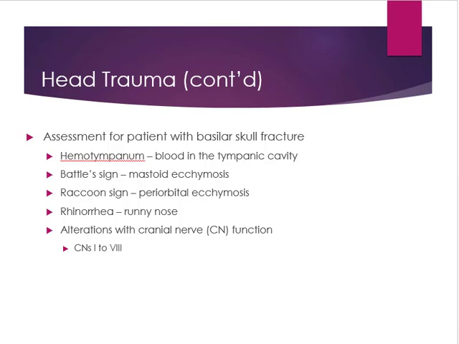So the assessment of these types of patients that may have had some type of skull fracture includes hemotympanum, which is blood in the tympanic cavity when you're looking in their ear. We talked about the Battle sign, which is the mastoid ecchymosis, the raccoon sign, which is periorbital ecchymosis. This is supposed to say CSF rhinorrhea, where we have a leak of CSF that comes as a drippy nose. And then also you can note that there are alterations in their cranial nerves 1 through 8.